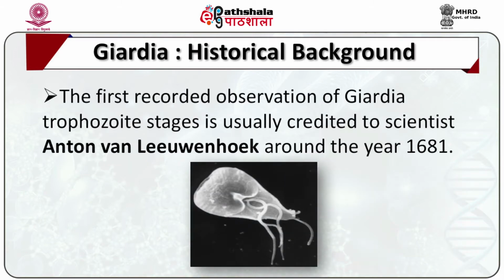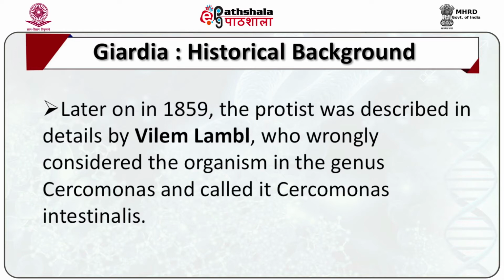Let's come to the historical background of the parasite. The first recorded observation of Giardia trophozoite stages is usually credited to the scientist Anton van Leeuwenhoek around the year 1681. Later on, in 1859, the protist was described in detail by another scientist, Willem Lambl, who wrongly considered the organism in the genus Sarcomonas and named it Sarcomonas intestinalis.